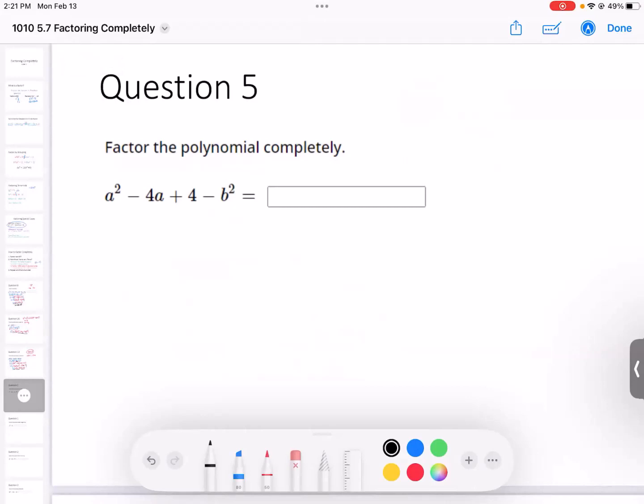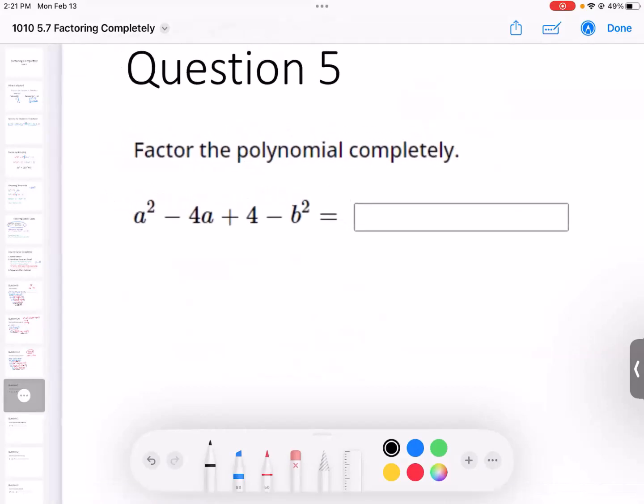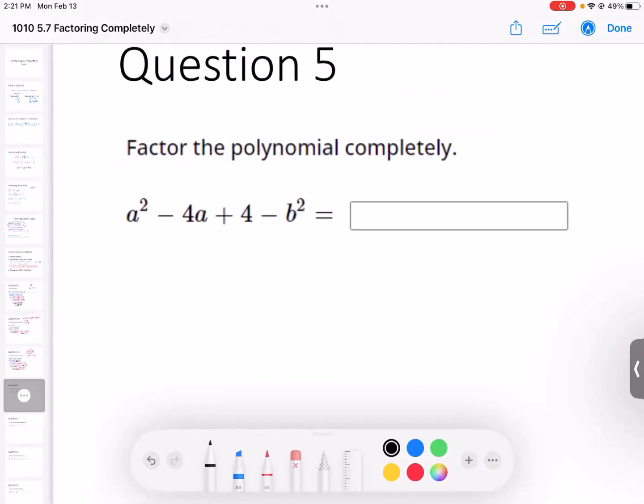If we look at this one, what is our first step that we always do? Yep, we always check to see if there is a greatest common factor. So when I look at these 4 terms, is there anything that all of them have in common? Nope, so that means I'm going to skip that step because there is no greatest common factor. So then I look at it and I say, okay, well, what should I try next?